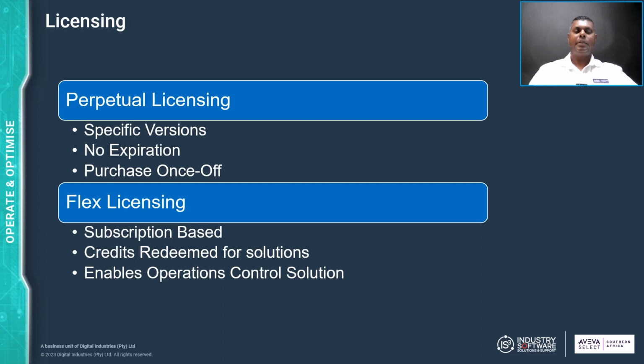AVEVA Flex is a subscription commercial model. Through an AVEVA Flex subscription, customers can purchase AVEVA solutions, manage licenses, and monitor usage. AVEVA Flex uses credits as its program currency. When a customer signs up for an AVEVA Flex subscription, they receive a pool of credits that can be used to purchase a mix of solutions from AVEVA's portfolio.